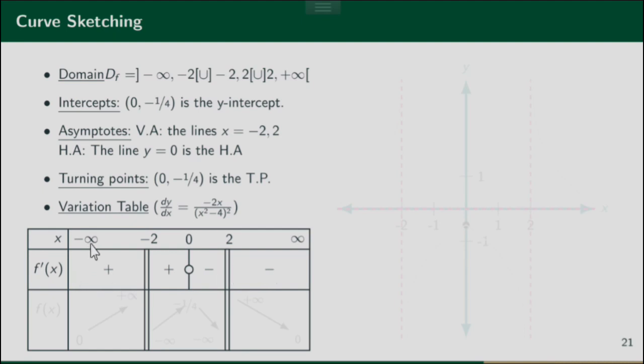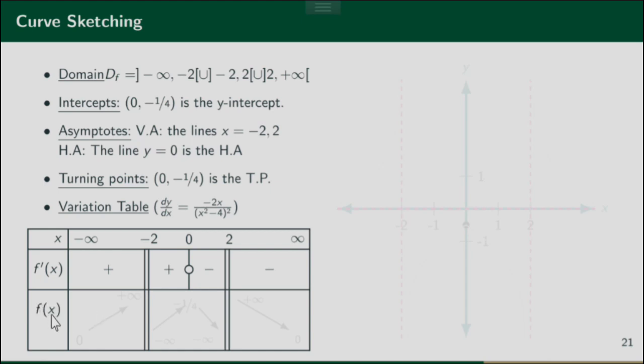So between -infinity and -2, the graph is increasing. Between -2 and 0, the graph is increasing. Between 0 and 2, the graph is decreasing. And between 2 and +infinity, the graph is decreasing. So I can now go to the shape of the graph itself.